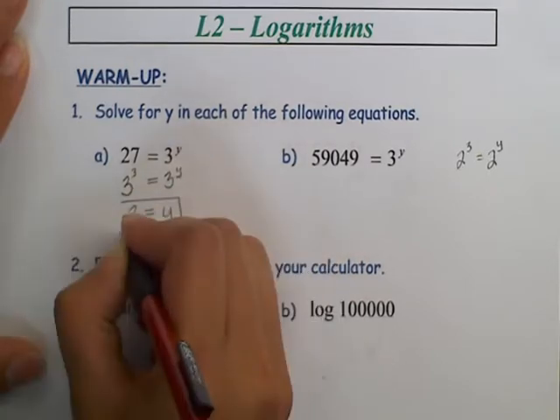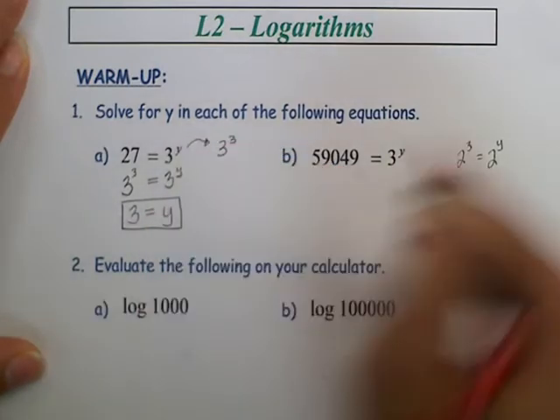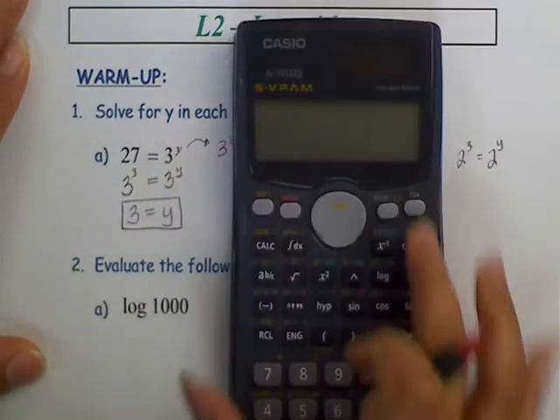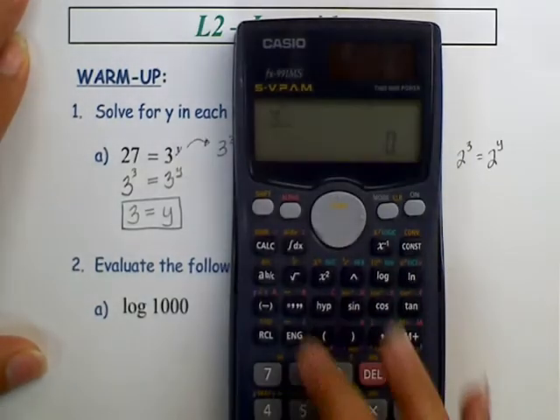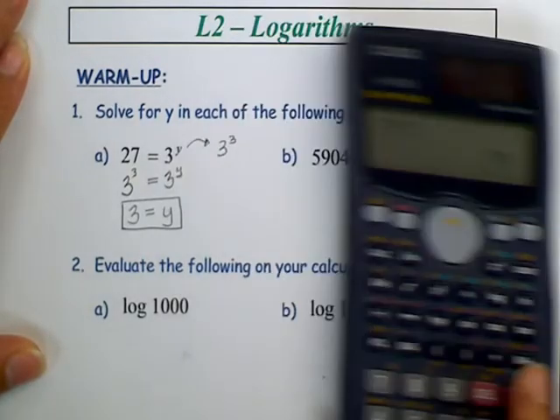Okay, and I can check that very quickly by plugging it in here. If I do 3 to the exponent 3 on my calculator, I get 27. So I know that that's correct. Okay, let's try the same thing for the next one.